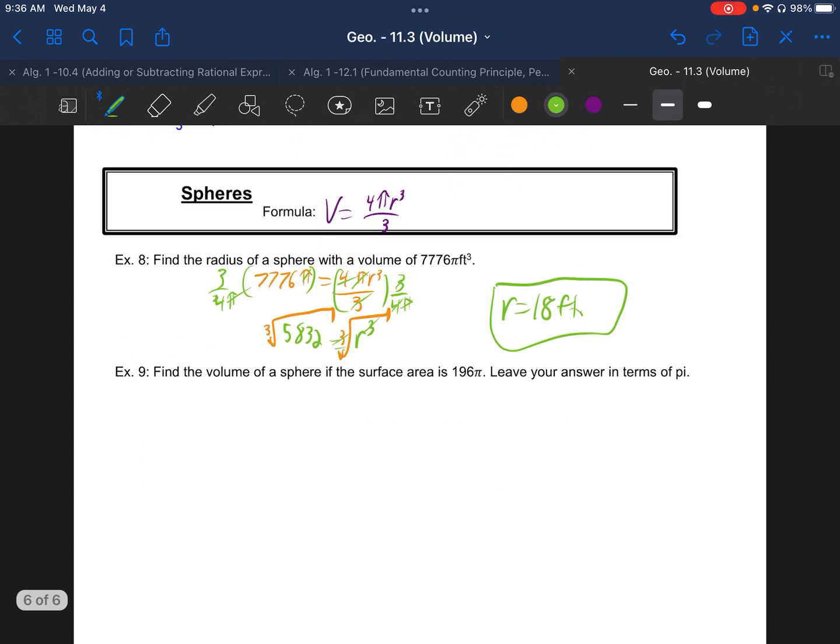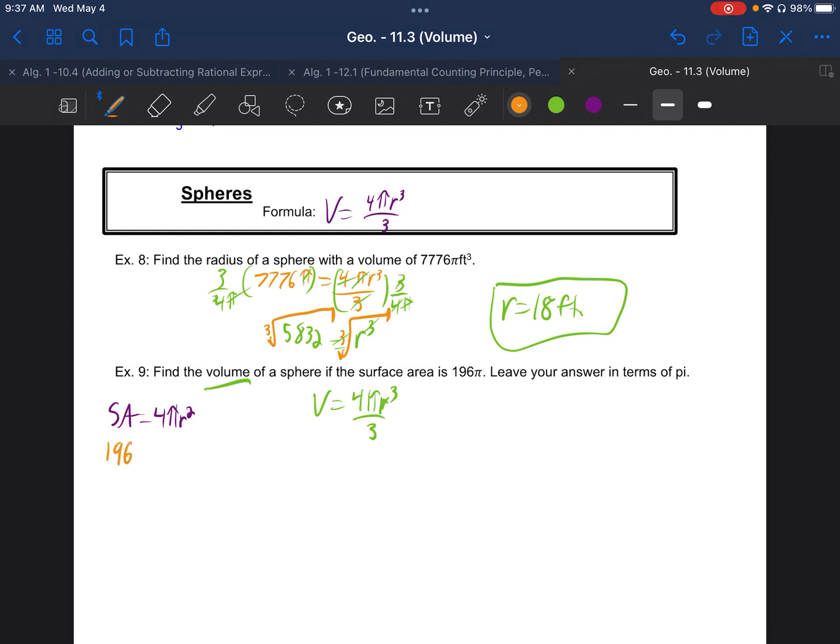Last but not least, example 9. Find the volume of a sphere if the surface area is 196 pi, and we're told to leave our answer just in terms of pi. Alright, so throwback, we have to start with surface area. Now, reminder for the volume, we need 4 pi r cubed over 3, meaning we need the radius to find the volume. So what we have to do is take our surface area formula. Surface area is equal to 4 pi r squared. And we have to plug the surface area in to solve for the radius. And then we'll get the radius and plug it in to our volume formula and solve. So that's big picture what's going on.